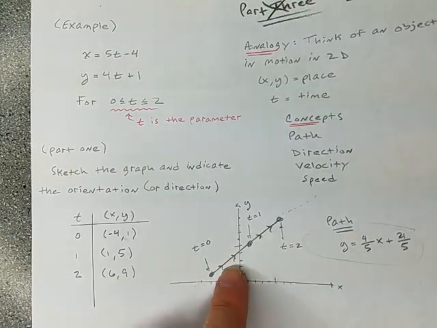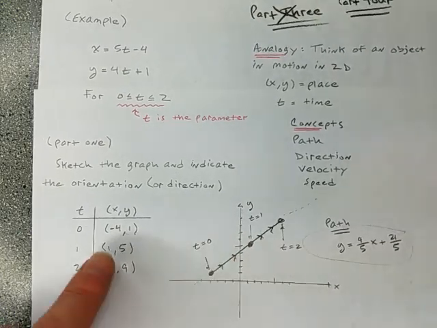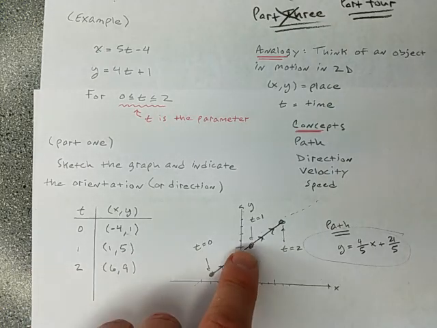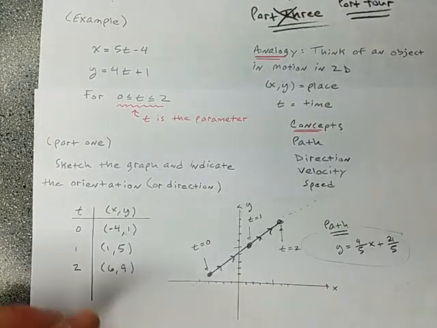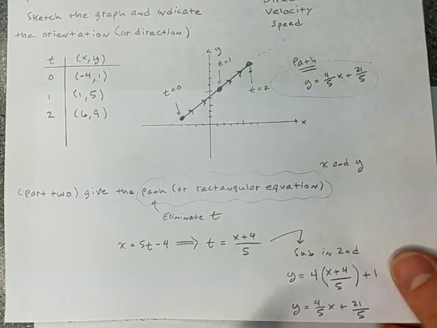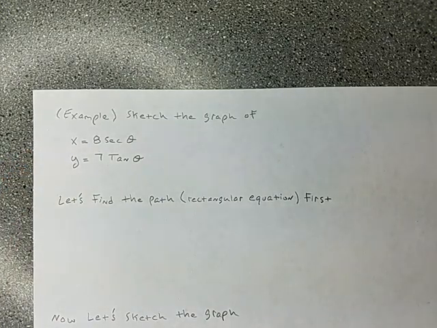Can you tell me which direction along that path you would go as the parameter advances? Okay, t is 0, t is 1, t is 2. You're going that way. Can you do that? Can you give the equation for the path? And so on. So I want to do something like that. I just think that this one is a little bit harder.